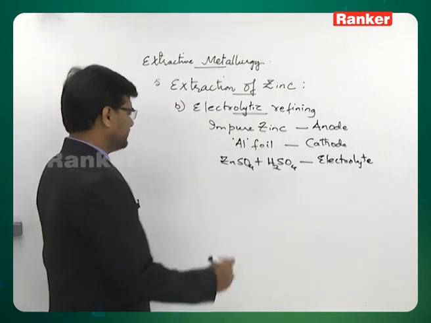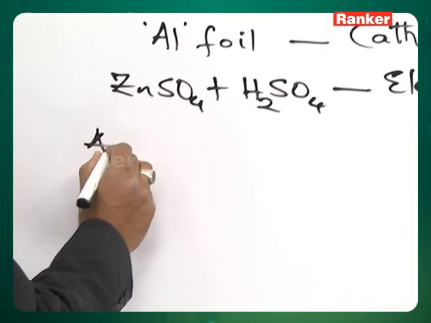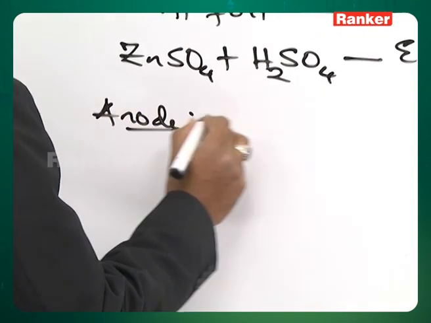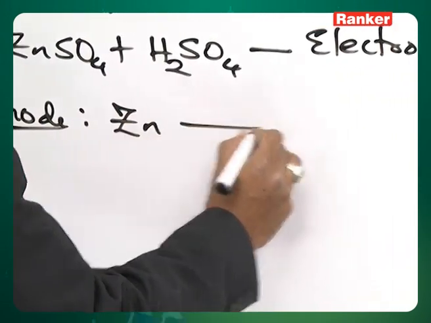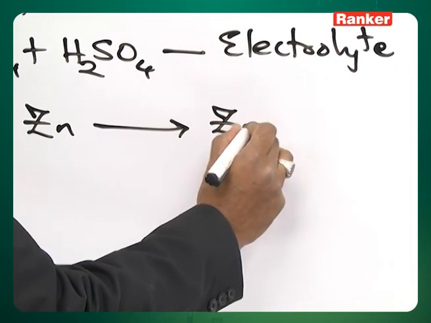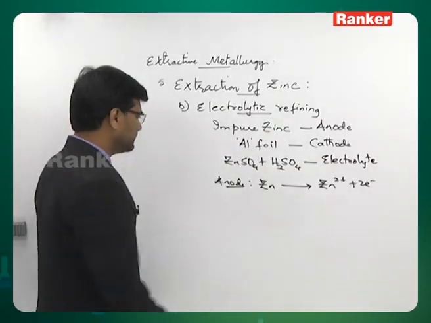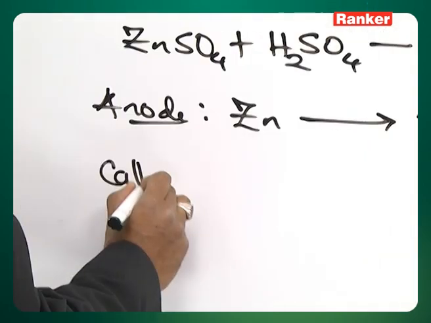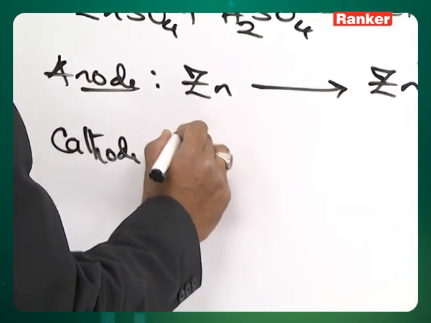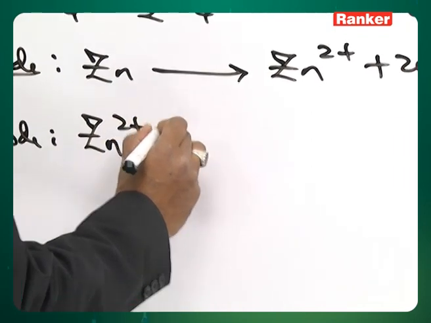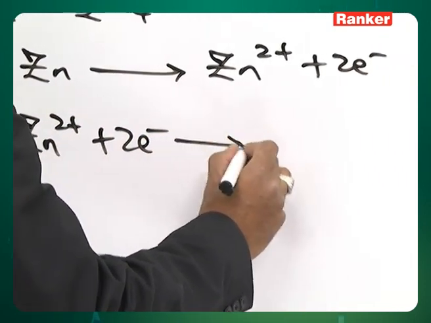On passing current, this happens at anode. Zinc will get oxidized to Zn2+ by losing 2 electrons. It will enter into solution, and at cathode Zn2+ picks up 2 electrons and becomes Zn.